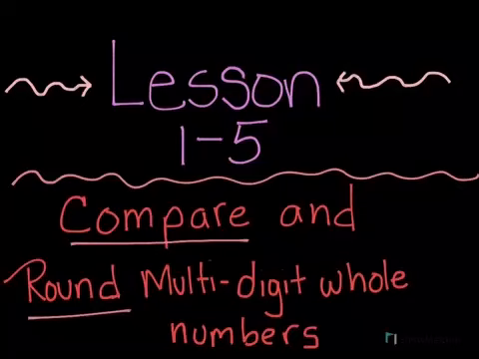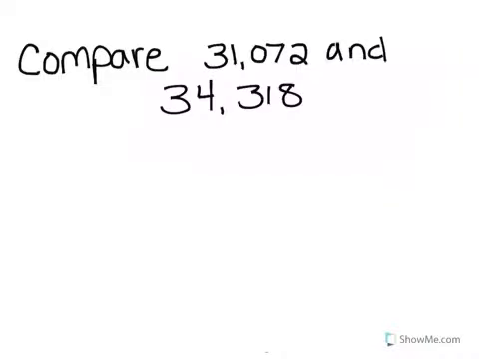Welcome to Lesson 1-5. Compare and round multi-digit whole numbers. Today we're going to start with comparing. So we're going to take a look at these two numbers, 31,072 and 34,318.